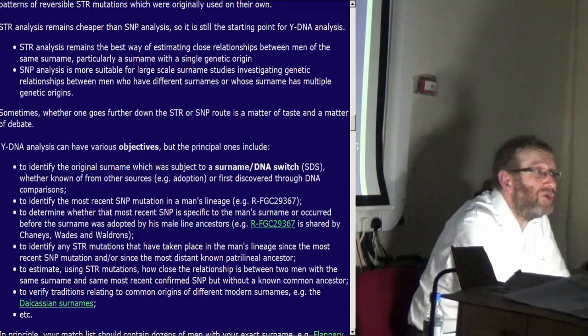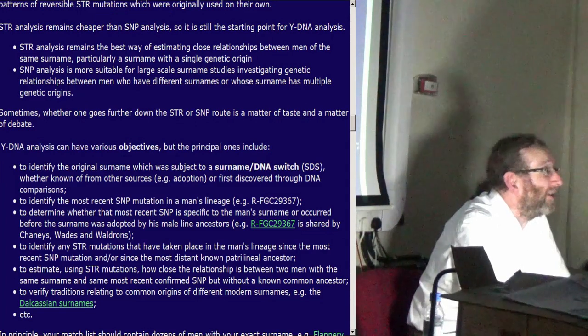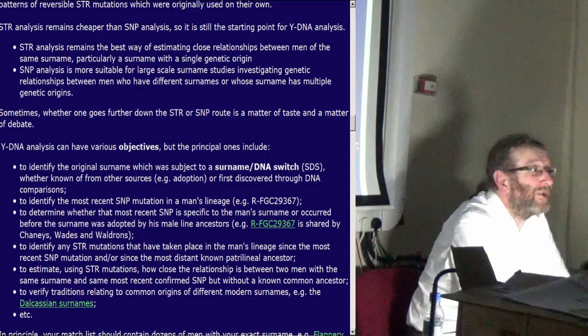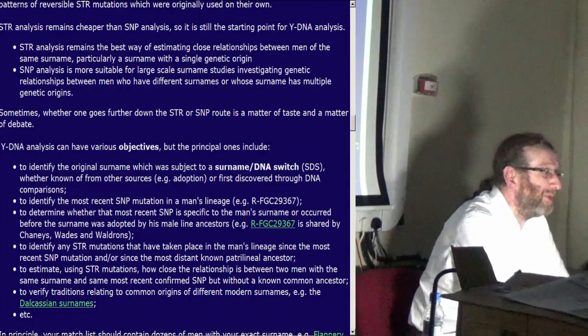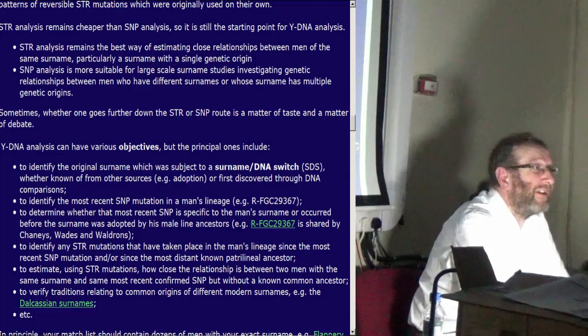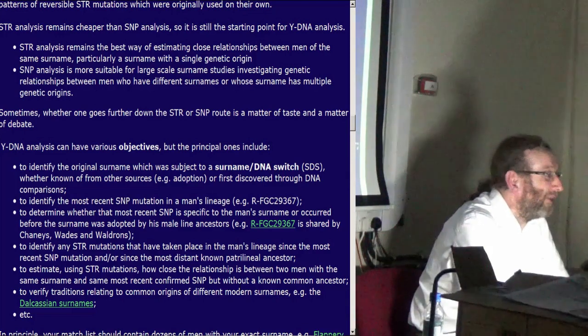The other good use for the STRs is if you have somebody who might be a fourth or fifth or sixth cousin. There's probably not going to be a SNP mutation distinguishing between two fifth or sixth cousins, but there probably will be STR mutations. So STRs are better for looking for very close relationships within the last couple of hundred years, SNPs for very distant relationships hundreds or thousands of years ago.